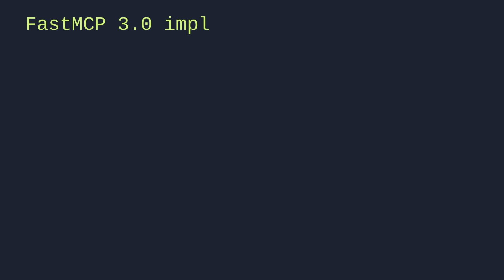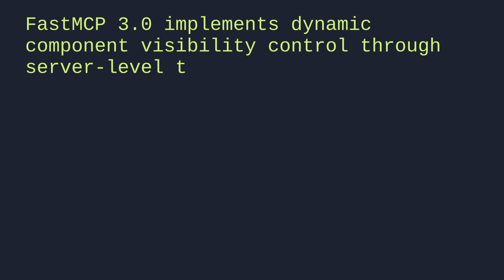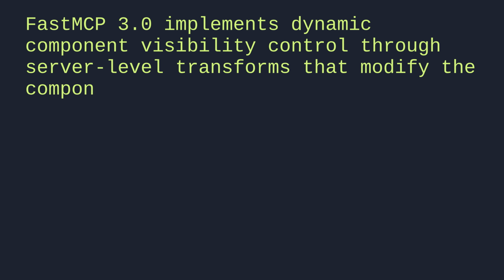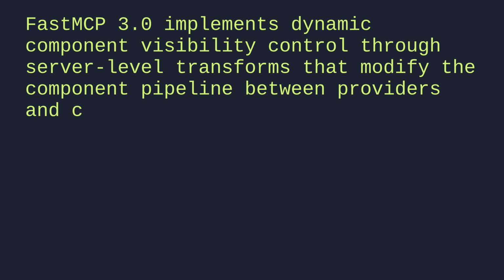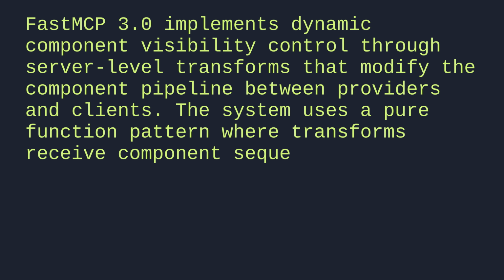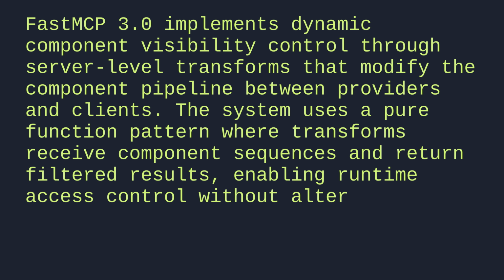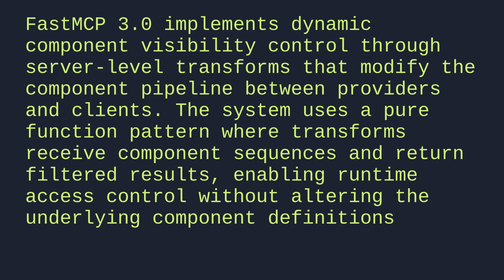FastMCP 3 implements dynamic component visibility control through server-level transforms that modify the component pipeline between providers and clients. The system uses a pure function pattern where transforms receive component sequences and return filtered results, enabling runtime access control without altering the underlying component definitions.